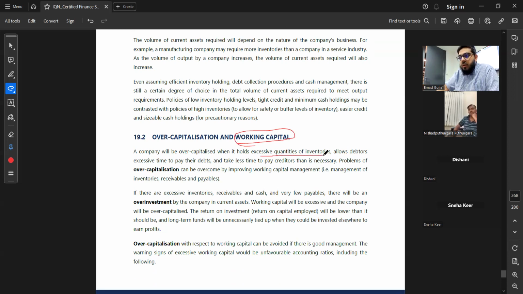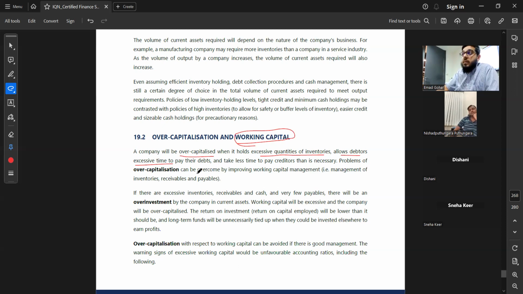Like excessive quantity of inventory, allowing debtors to pay after excessive time, right? So this all leads to excessive working capital, or you can say over capitalized. When you have too high a current ratio, it means you are over capitalized. This is the terminology to be used. How to solve the problem, my friends? By doing module number 12. What is module number 12?